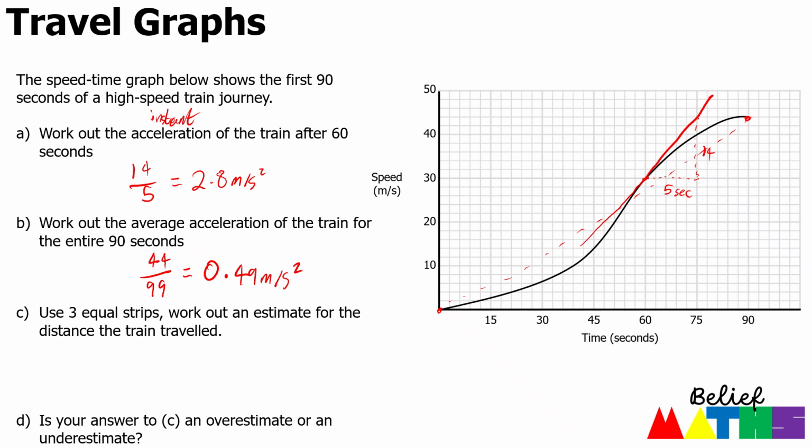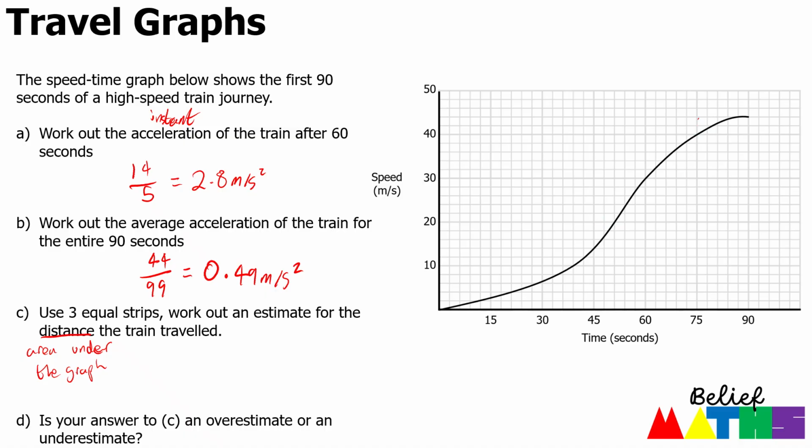Question 3 says, use 3 equal strips to estimate the distance travelled. Now the distance is the area under the graph. So we're going to split this into 3 steps. So we're going to get rid of all these lines that we have here. You're unlikely to have all of these different questions on one graph in your exam, so you don't have to keep drawing over it, but each one could come up separately.